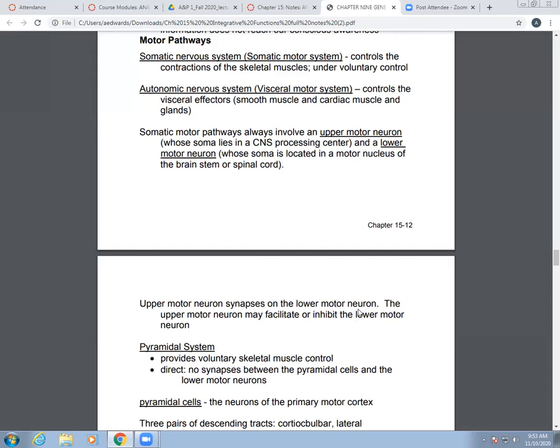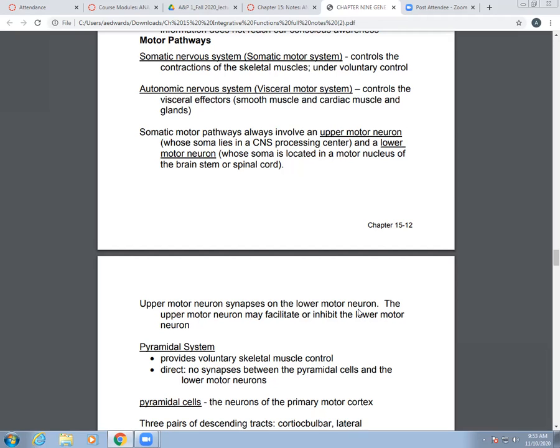So big picture here, we'll talk about the somatic nervous system, or somatic motor system, and the autonomic nervous system, or visceral motor system. The somatic nervous system is controlling contractions of your skeletal muscles. Remember we talked about the connection between somatic and skeletal muscles, and it's under voluntary control. The autonomic nervous system is typically involuntary and controls your visceral effectors like smooth muscle, cardiac muscle, and glands.